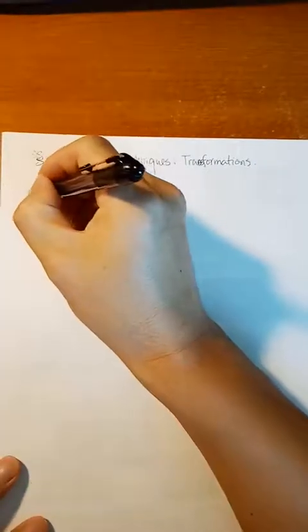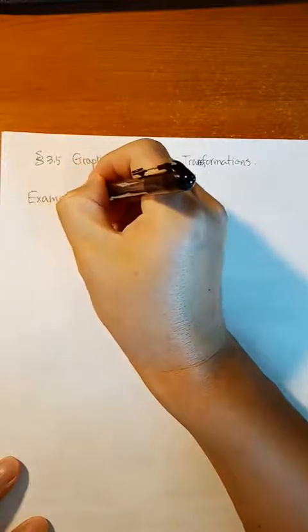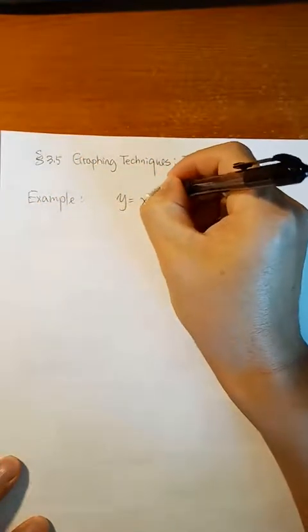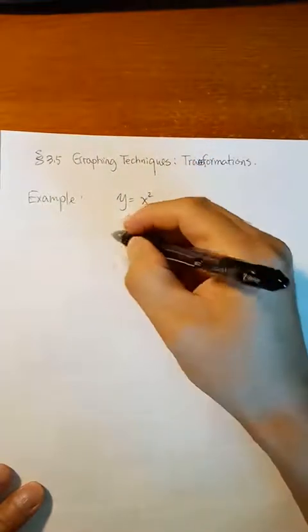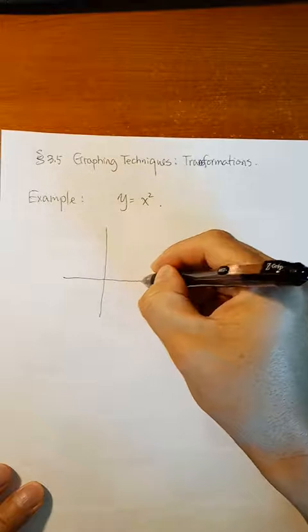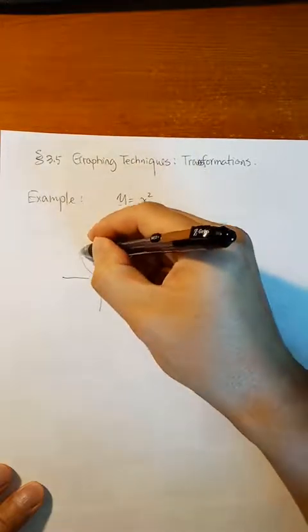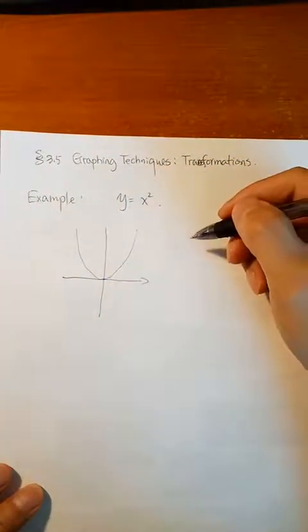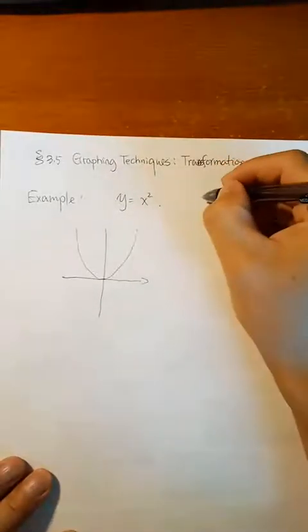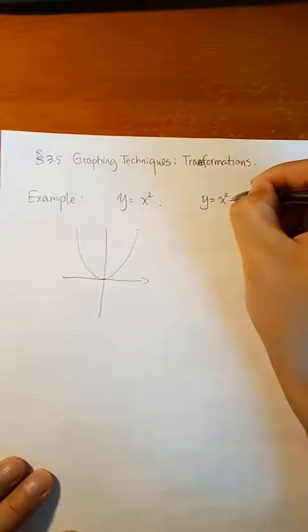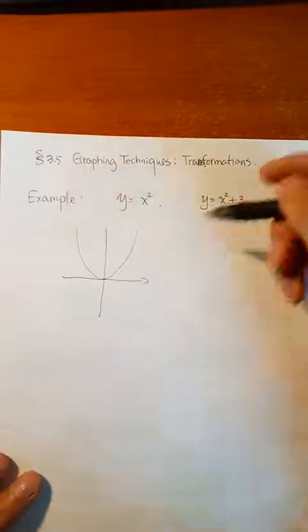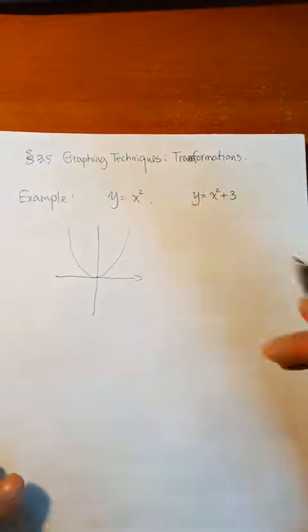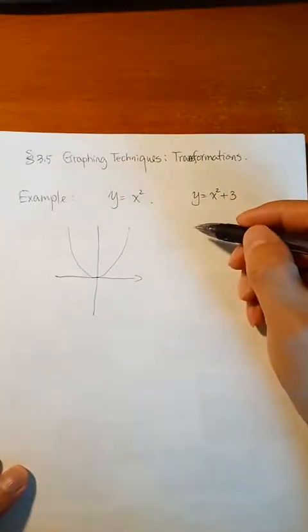Okay. So first, for example, we already have the function, the square function, x squared. We can get its graph. The graph is this. A problem. But what happens if we want to get the graph of y equal to x squared plus 3? So how do we get the graph of the second function? The second function is slightly more complex than the first one.